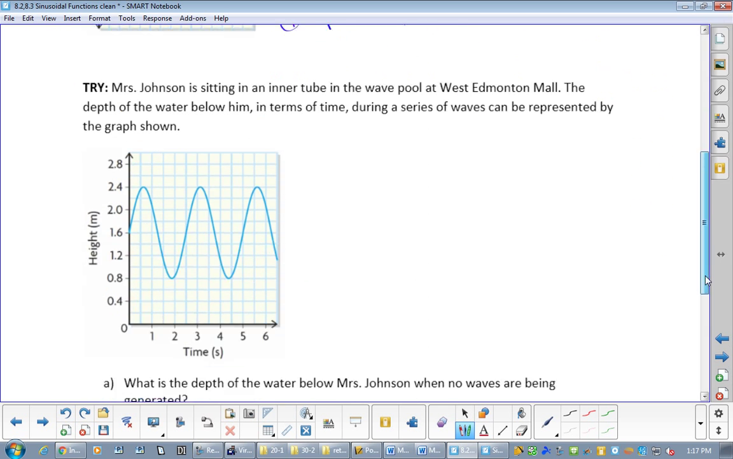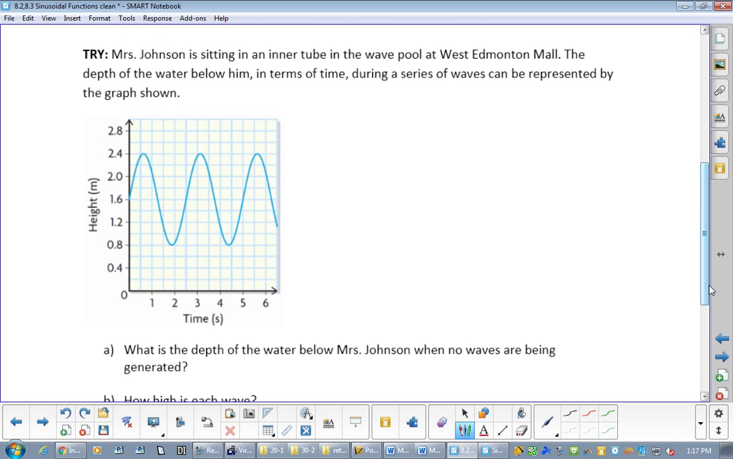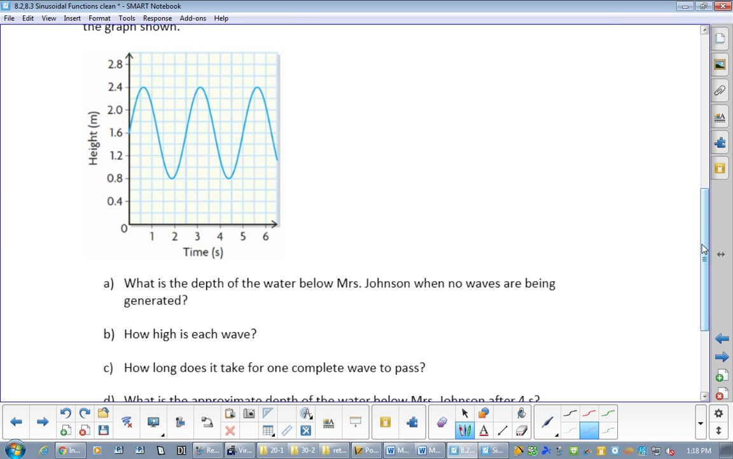So the rule is, if it was that much fun, you do it again. Okay, so Ms. Johnson is sitting on an inner tube in the wade pool, West Hampton Mall. The depth of the water below him. I don't know if Mrs. Johnson would be a him. Anyway, in terms of time, during a series of waves can be represented by this. Now it says, what is the depth of the water below Ms. Johnson when no waves are being generated?